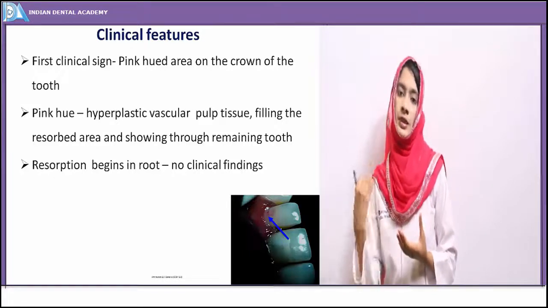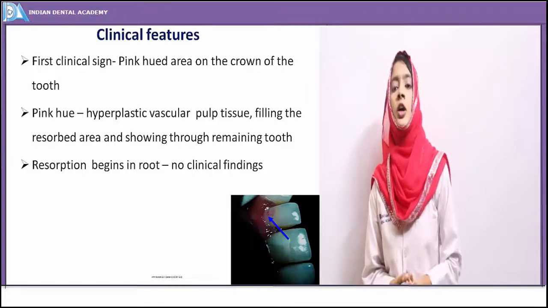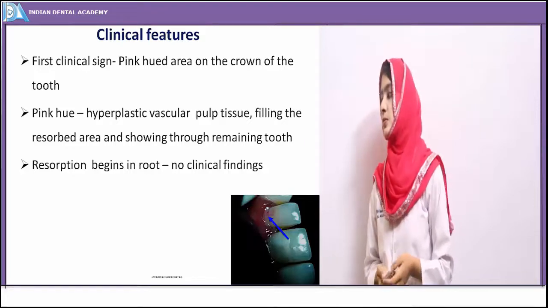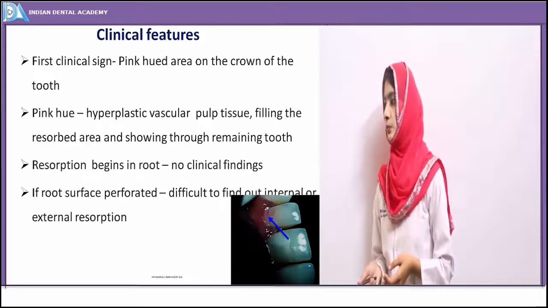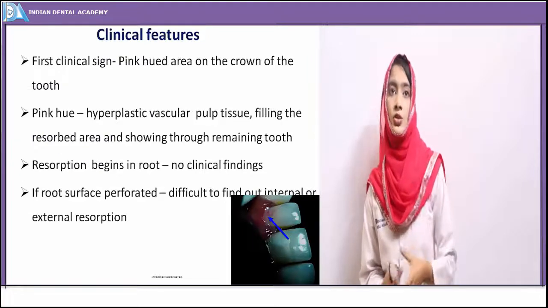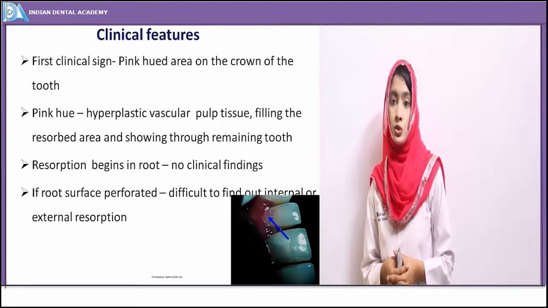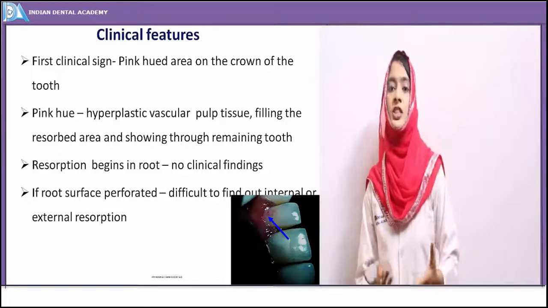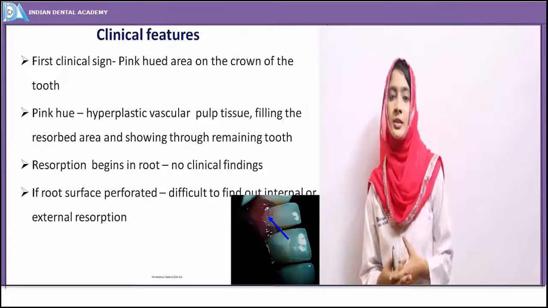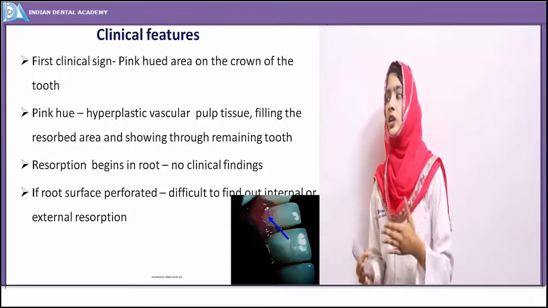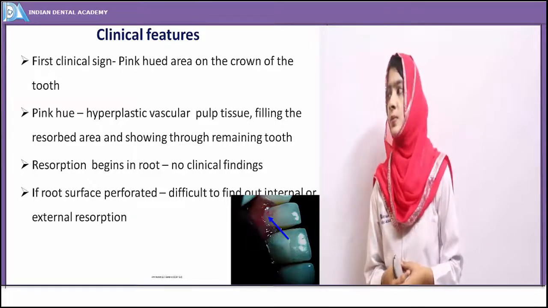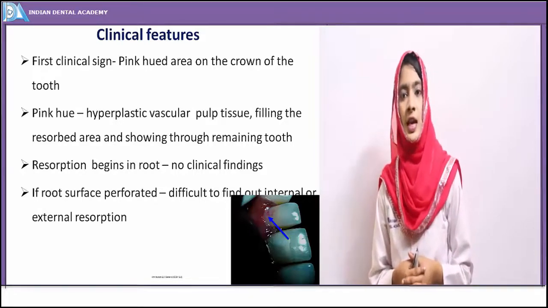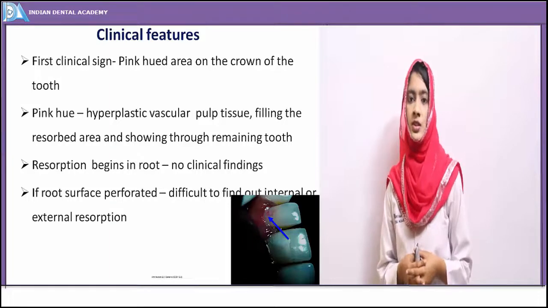If the resorption is beginning in the root, it is difficult to clinically evaluate such an internal resorption. Sometimes the root shows internal resorption and extreme perforation, and after perforation there is no other treatment apart from extraction. If you notice the resorption of the crown surface, then endodontic therapy has to be done, and you can replace it with a composite restoration.